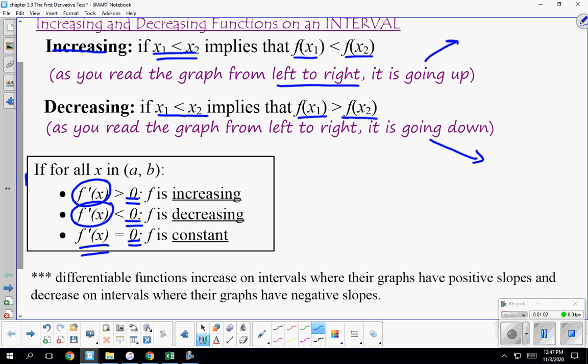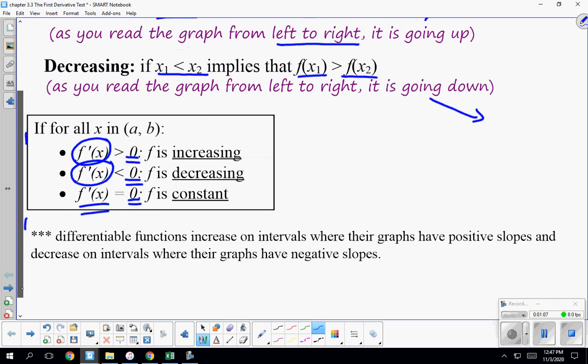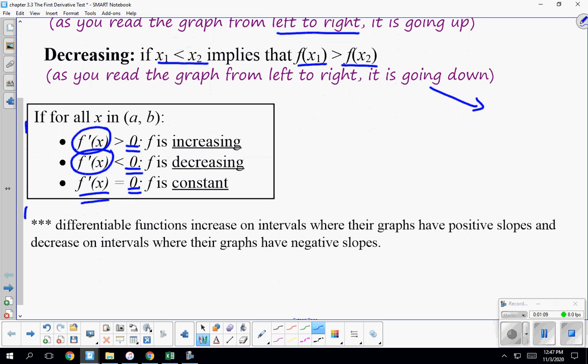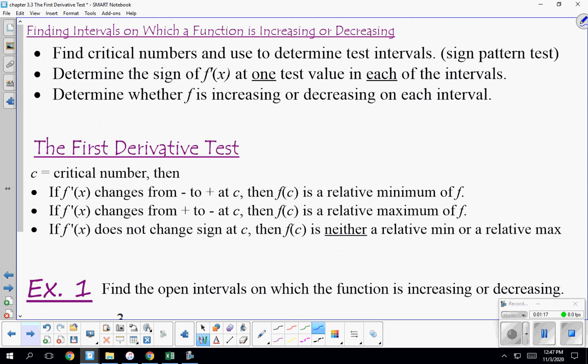So what we're going to do is find those values and figure out what intervals it's increasing and decreasing on. Again, if our graph has a positive slope, it's going to be increasing. If our graph has a negative slope, it's going to be decreasing. So we can find intervals on which a function is increasing or decreasing. Then we can use the first derivative test to determine if we have maxes or mins.